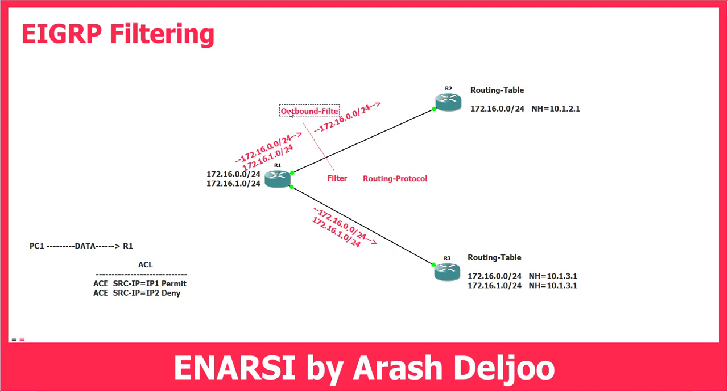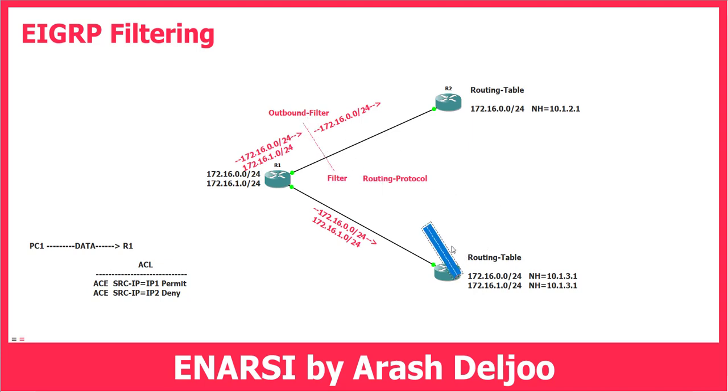Outbound filter means we have this routing information, these two routes inside the routing table of R1, and then we are applying this filter when we are sending the update from R1 to R2, for example. But here we can also use another type of filter. We call it inbound filter.